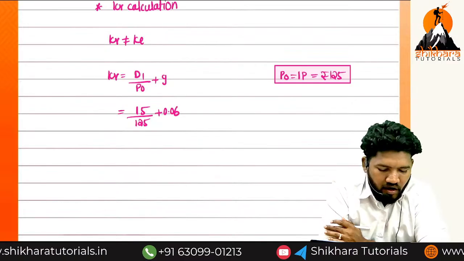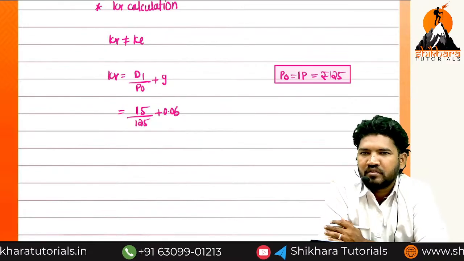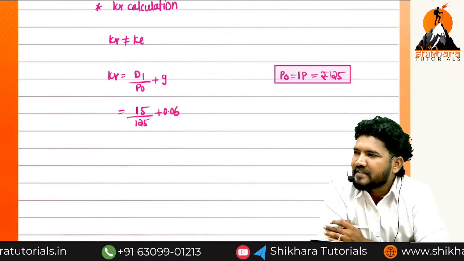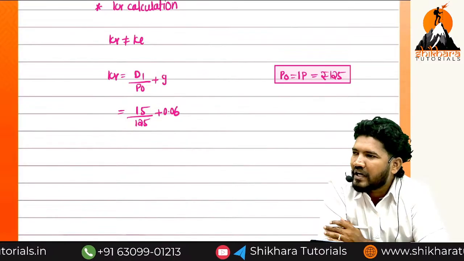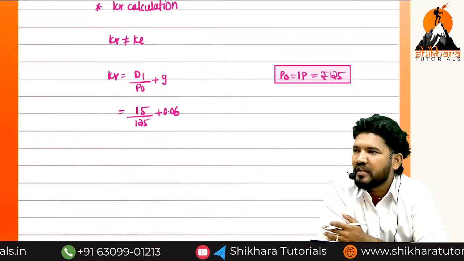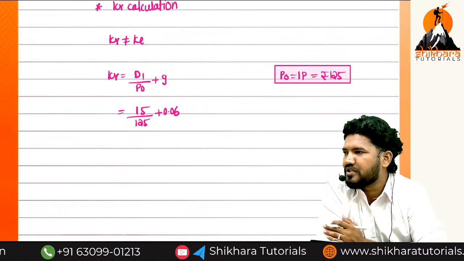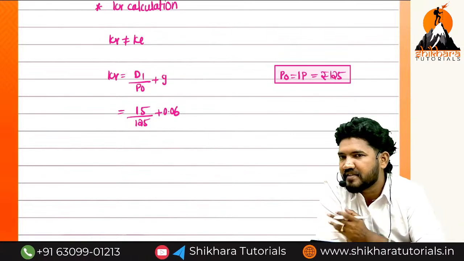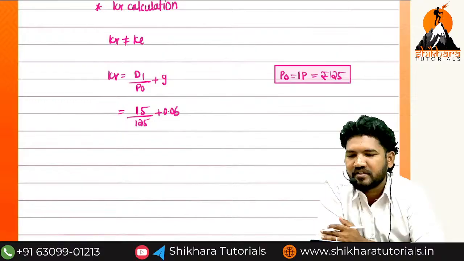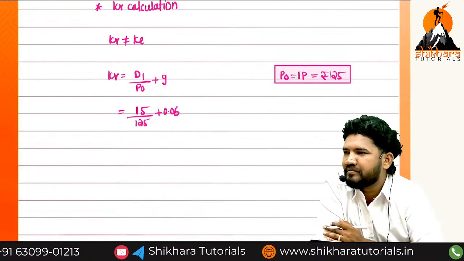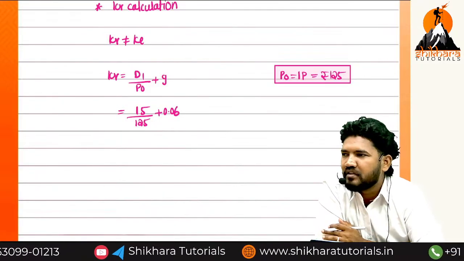Why you are not removing 5 rupees? Retained earnings are not a security. That's why underwriter is not required. If there is no underwriter, no underwriting commission. But equity shares are securities. For selling a security, you need an underwriter. That's why you have to pay 5 rupees. Understand?